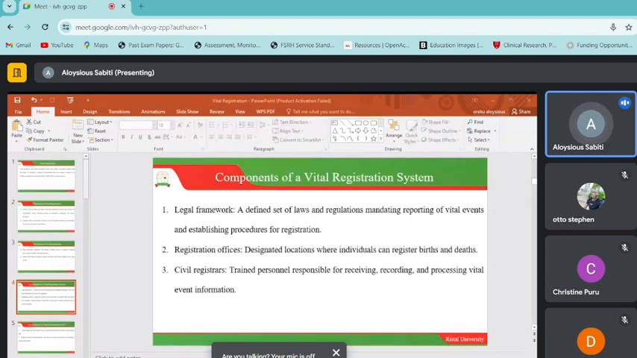Can you see my screen? The screen is visible. The slide was not moving, but it has now moved once up to that level where we are now.